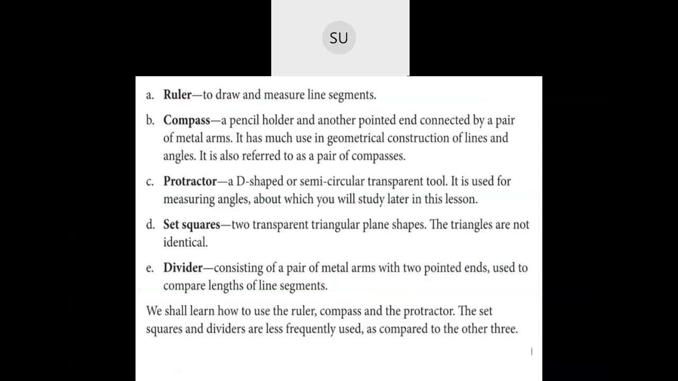And protractor. Protractor is a semi-circular transparent tool which helps you to measure angles and also it will help you to draw angles. Okay, then we have set squares and dividers. Okay, divider helps you to compare length of two line segments. Alright, so these are the various things in your geometry box. Okay, so mostly ruler, compass and protractors are used more than set squares and dividers.